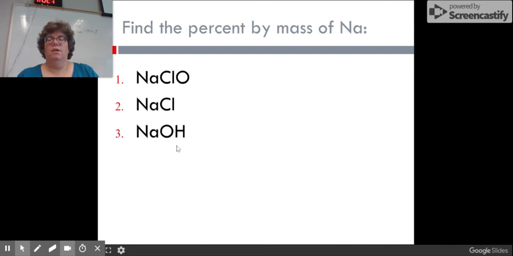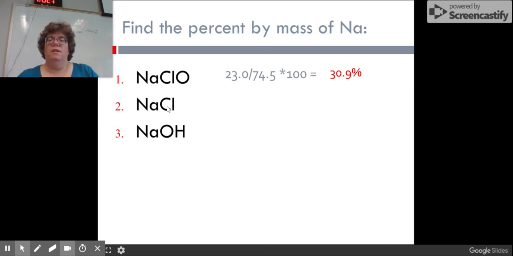Take a minute and pause the video and try these 3. So find the percent of sodium in each of these. Here we have sodium, chlorine, and oxygen, just sodium chloride, and this is sodium hydroxide. So if we look at the first one, the molar mass of sodium is 23. The molar mass of the whole compound is 74.5. Multiply that times 100, and we get 30.9%.